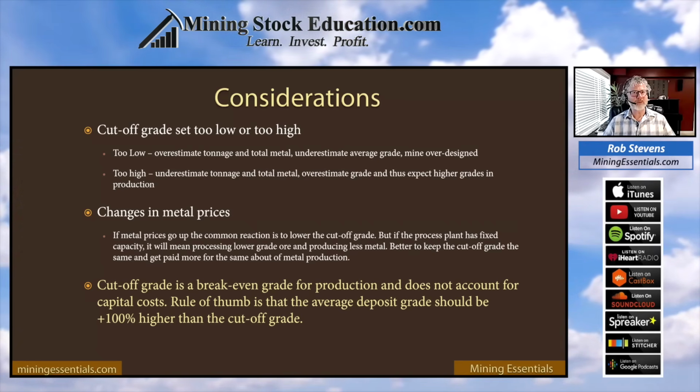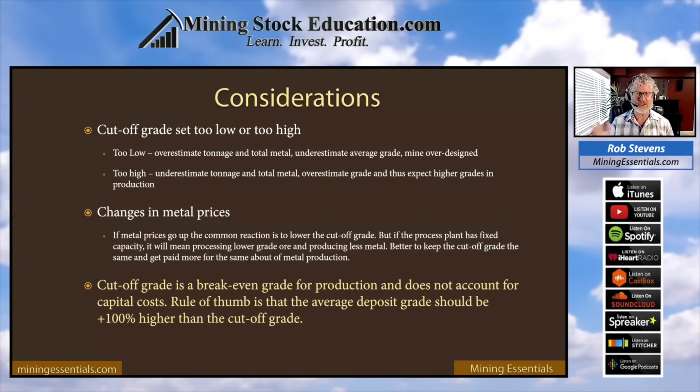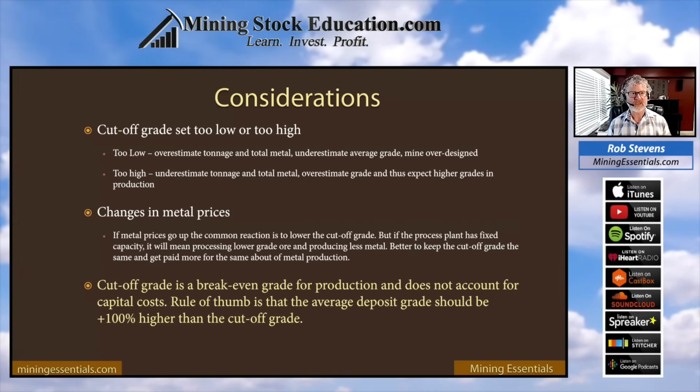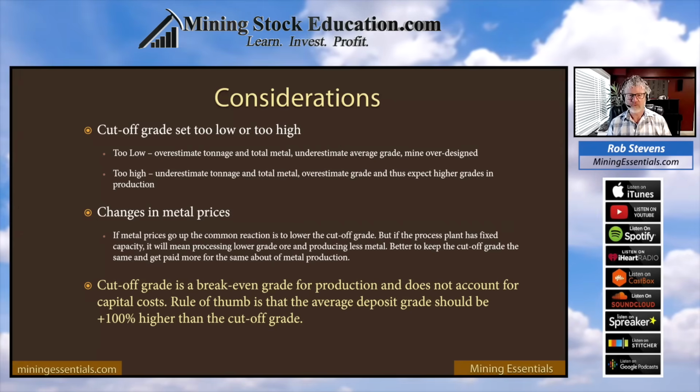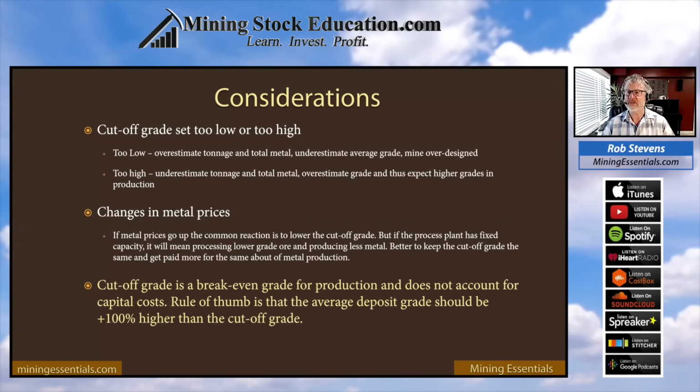What happens if metal prices change? So this is a common question. Now, if the price of gold goes from $2,000 to $2,200 an ounce, does that mean you can lower the cutoff? Because now you're getting paid more for your same cost of mining, so you could arguably lower that cutoff, and that may well be the decision.